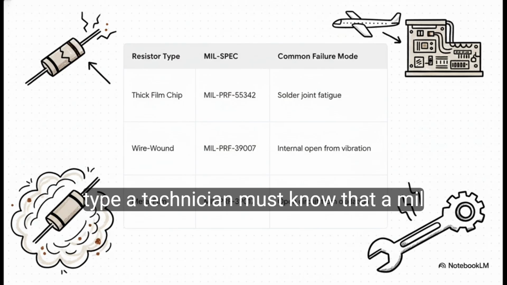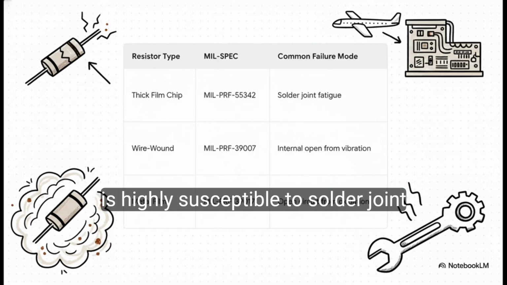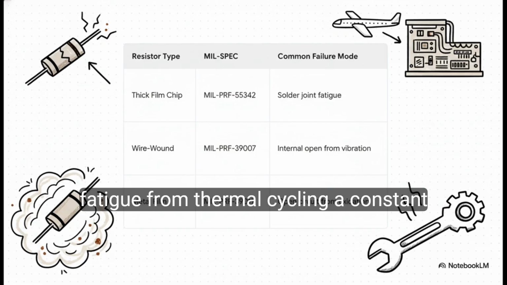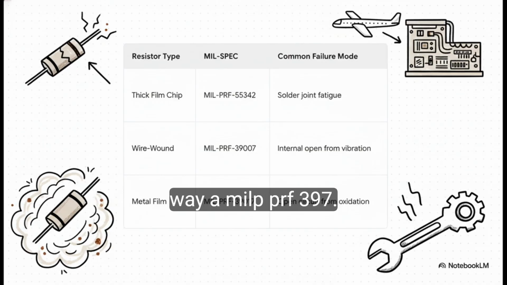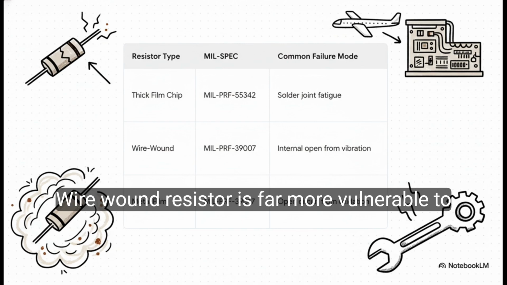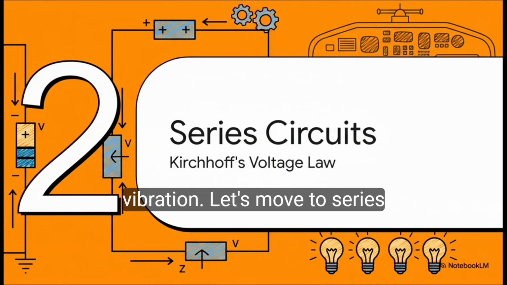A technician must know that a MIL-PRF 5542 thick film chip is highly susceptible to solder joint fatigue from thermal cycling, a constant stressor in the avionics bay. In the same way, a MIL-PRF 39007 wire-wound resistor is far more vulnerable to internal opens from mechanical vibration. Let's move to series circuits.